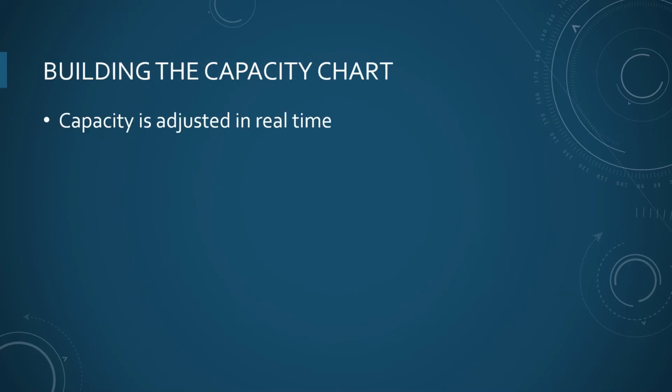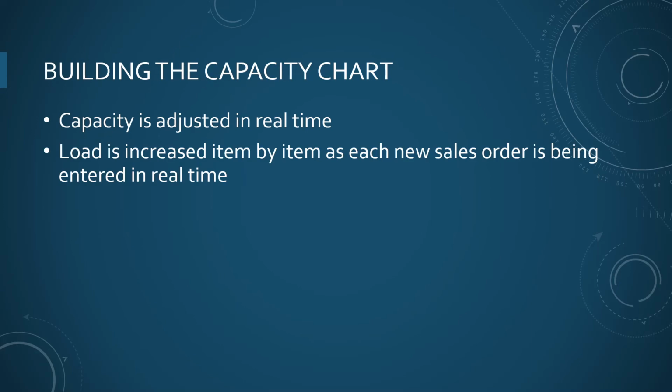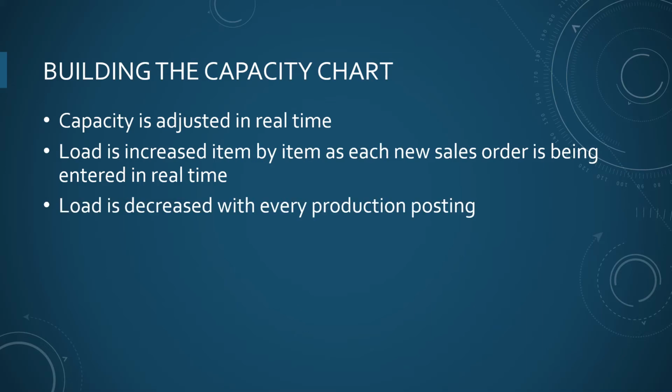So building that capacity chart, as I said, is adjusted in real time. The load is increased item by item as each new sales order is being entered. So if you have 3 people entering sales orders at the same time, they will each be assigned capacity as of that instant, the instant when they actually grab the ship date. And we'll show you where that is in a minute. And then, of course, as jobs are run, that load is decreasing and the capacity is increasing. As we run today, all those jobs are going to be removed from our load.